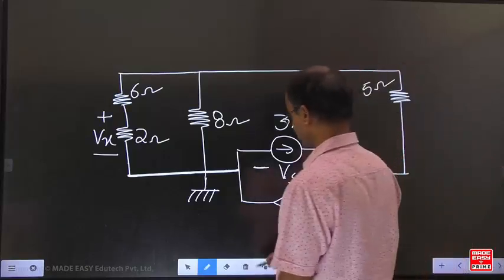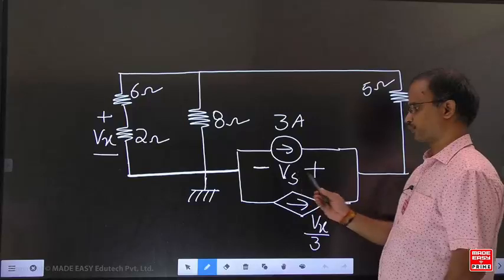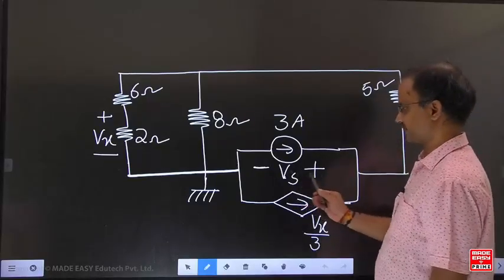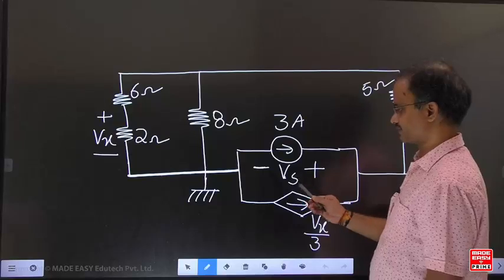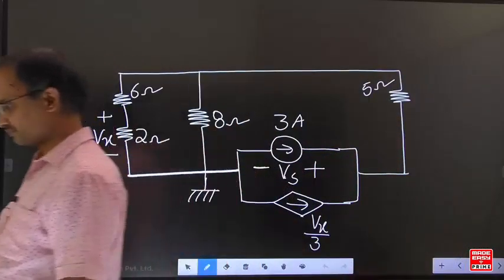Okay, write this question. Find Vs of the network shown. देखिए, this is a Vs. Find Vs of the network shown.